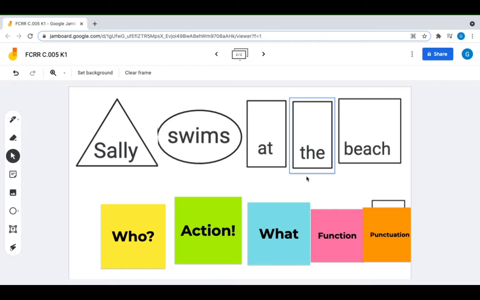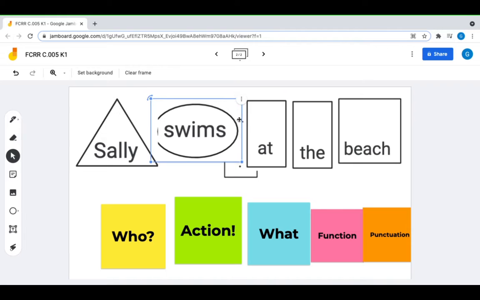What does every complete sentence need? Punctuation. Where does that punctuation go? This is a period. Does it go here? Does it, oh no, let's put swims back. Does it go here? No, it goes at the end to remind us that we have a complete thought. This is a statement or a question? This is a statement. Sally swims at the beach. We know for sure that's what's happening.